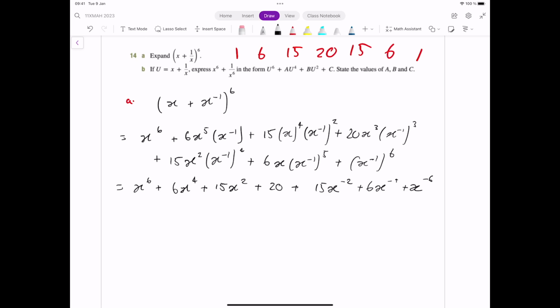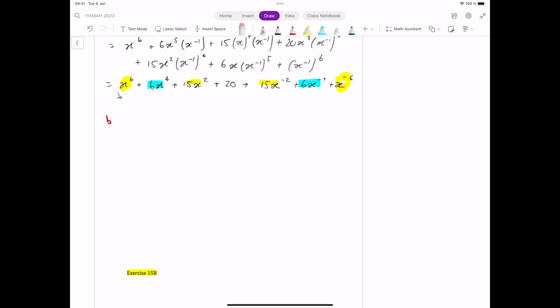Lovely. Okay, if u is equal to x plus 1 on x, express x to the power of 6 plus 1 on x to the power of 6 in the form u to the power of 6 plus au to the power of 4 plus u squared plus c. Wow. Okay, part B is quite interesting. There's quite a number of things that we had to do, and I actually had to sit down and think about it.